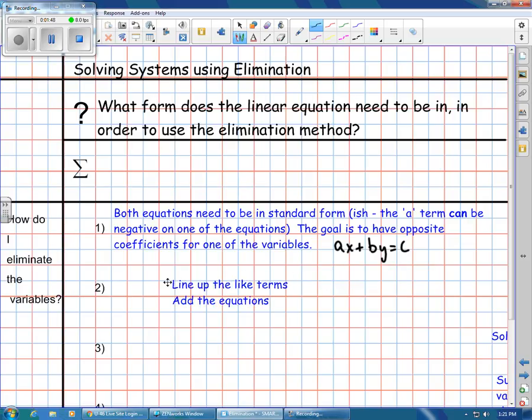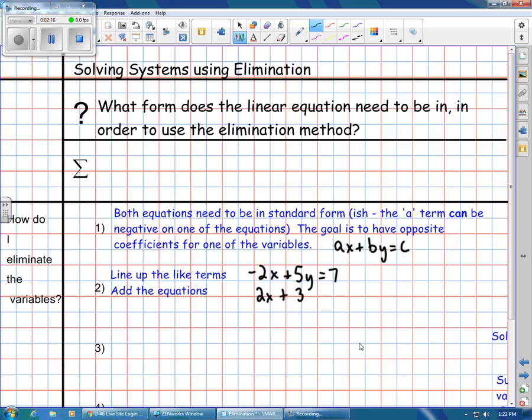So the second thing we have to do is line up the like terms. And again, you might be thinking, what? So let's do an example as we take our notes. If I have two equations in standard form-ish, my first one is negative 2x plus 5y equals 7, and my second equation in the system is 2x plus 3y equals 9.